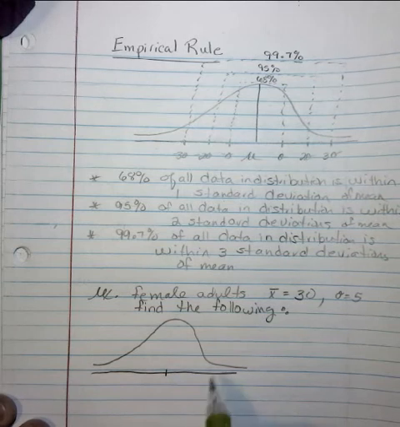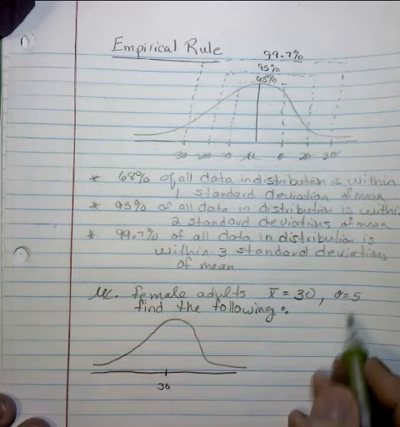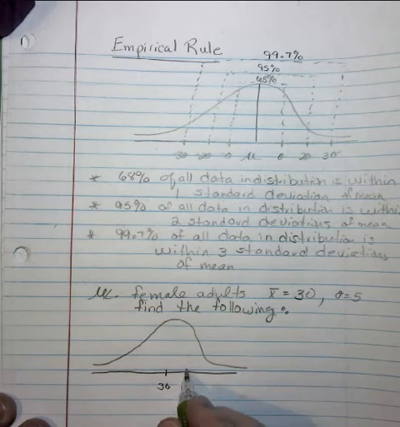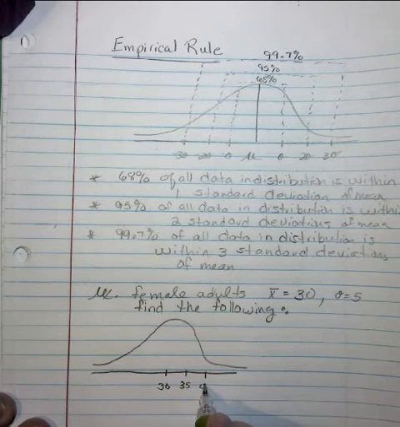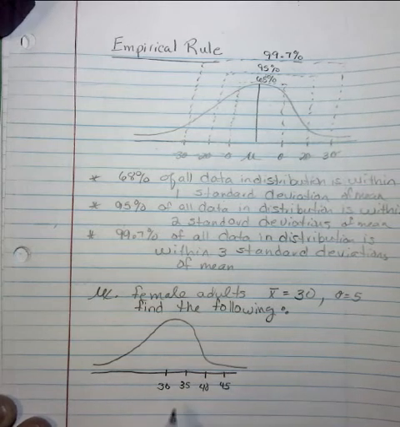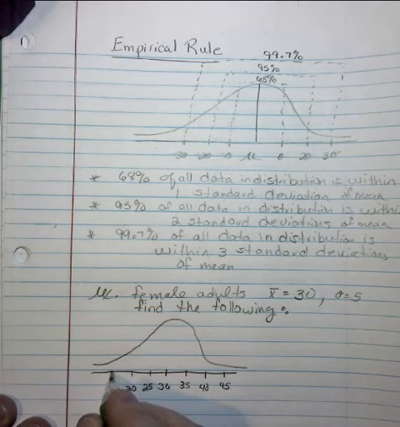So our mean is at 30. A standard deviation of 5 means we would have 35, 40, and 45. Going to the left, we would subtract, so we would have 25, 20, and 15.